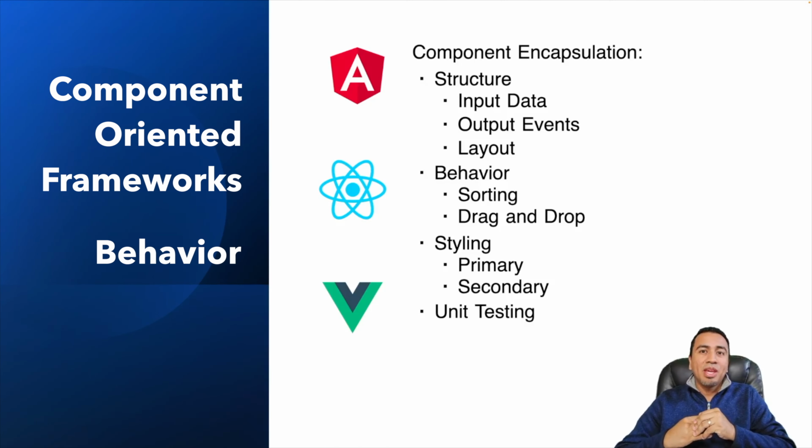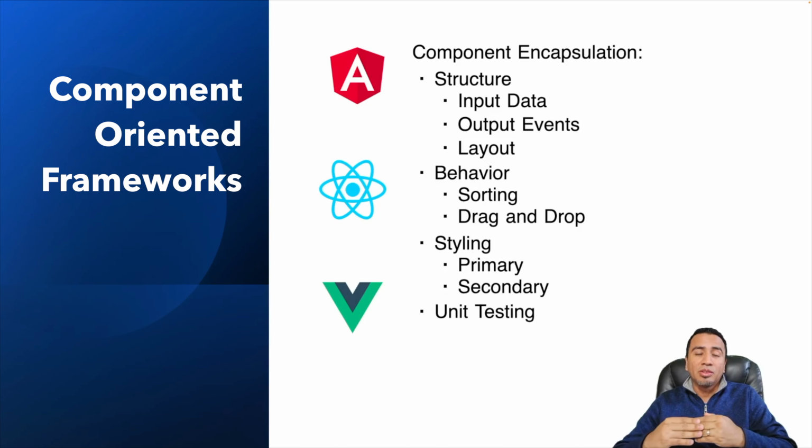Behavior. So behavior refers to all the functionality that is encapsulated into the component. For example, in a table, you might want to write functionality to sort columns or drag and drop columns from one position to the other. So that is behavior. You want to encapsulate all this functionality into your generic component.